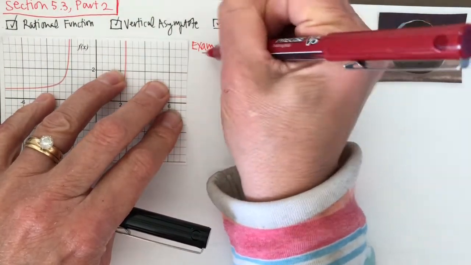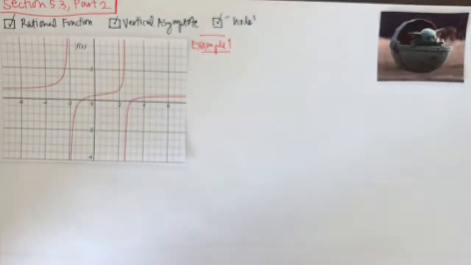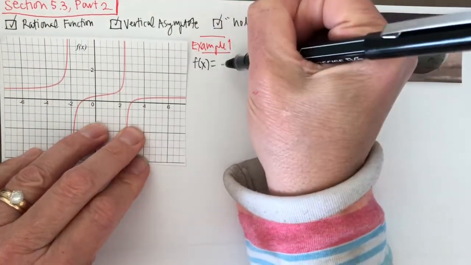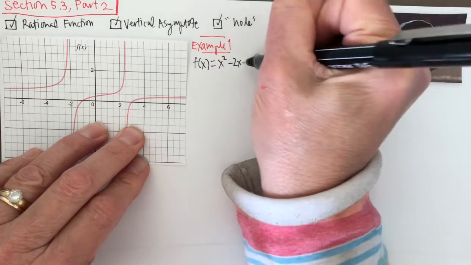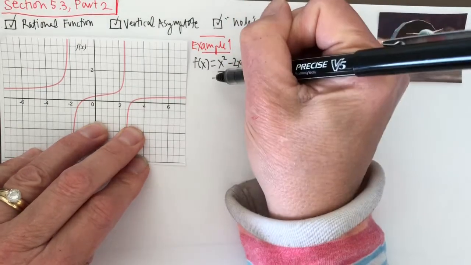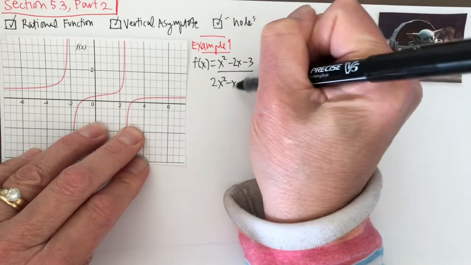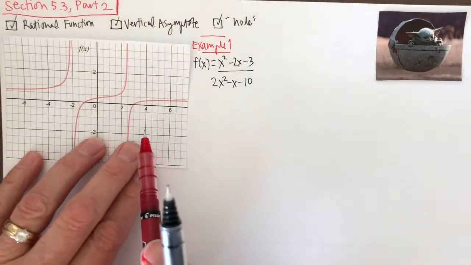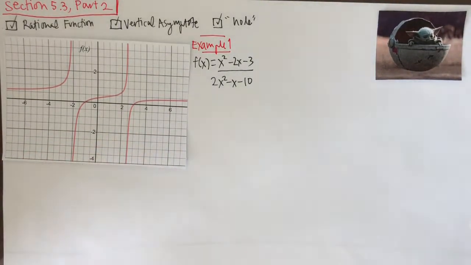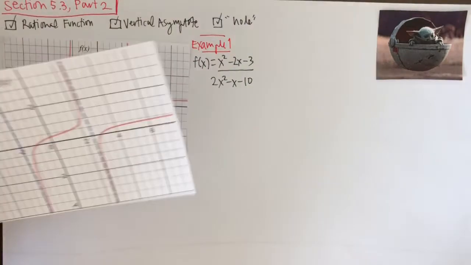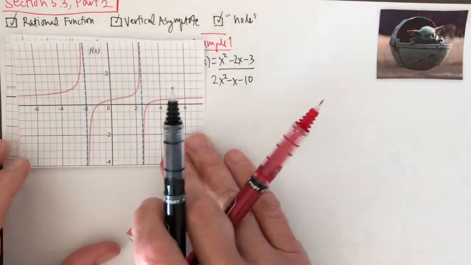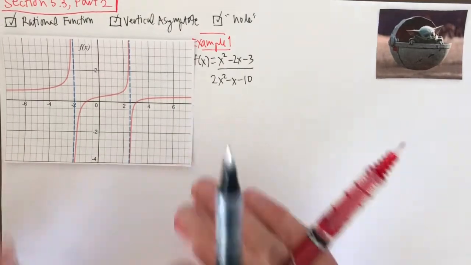This was the rational function that we've been talking about for a little while. This is the function f of x equals x squared minus 2x minus 3 over 2x squared minus x minus 10. And the big question I want to answer right now is, what do things look like? Well, first of all, remember that we saw these awesome vertical asymptotes and discussed how we found those.